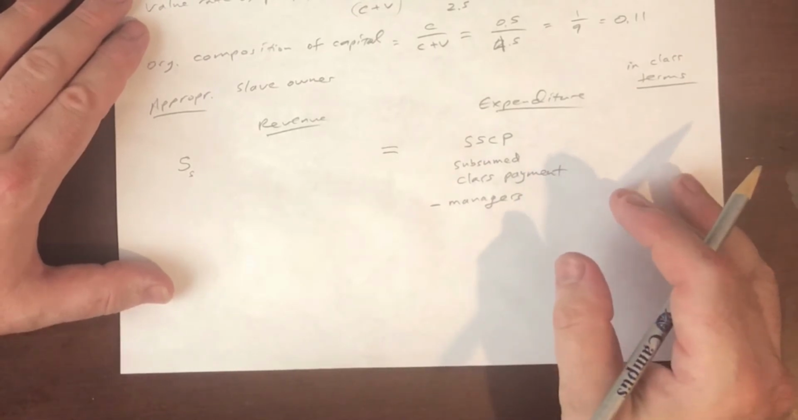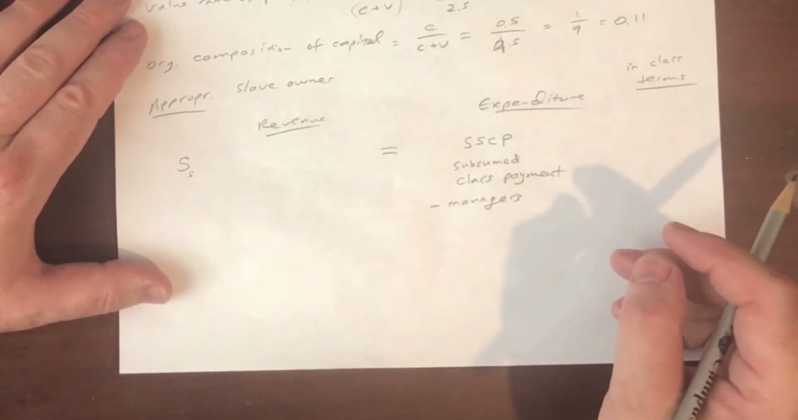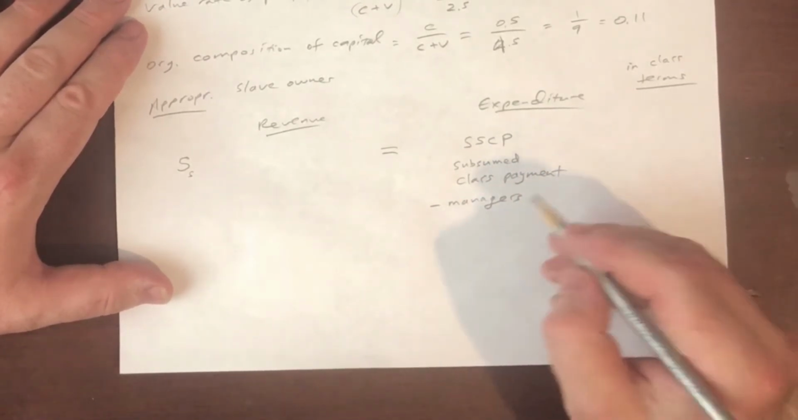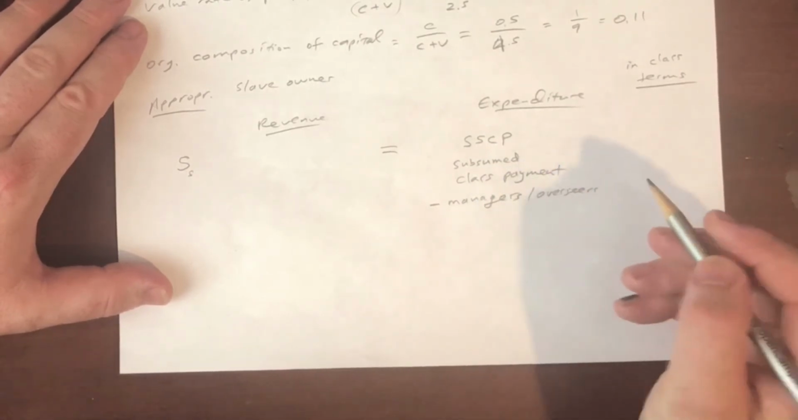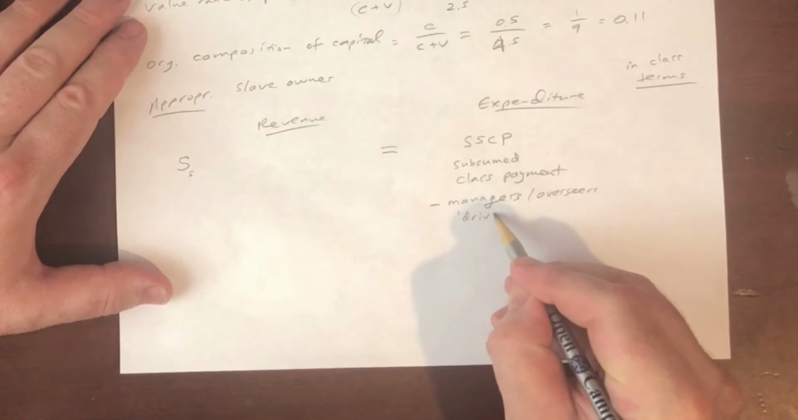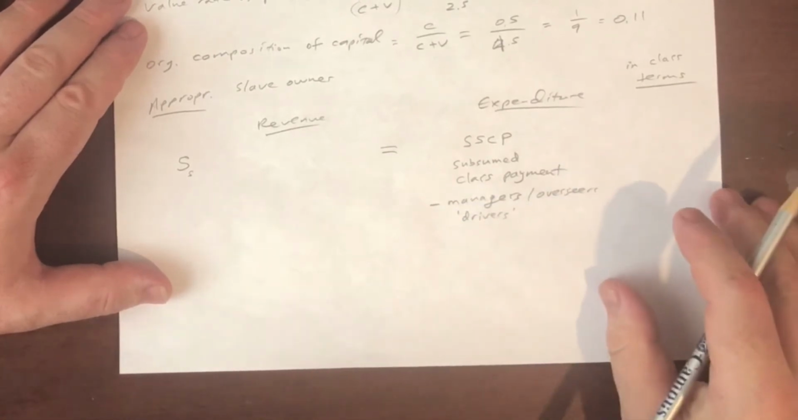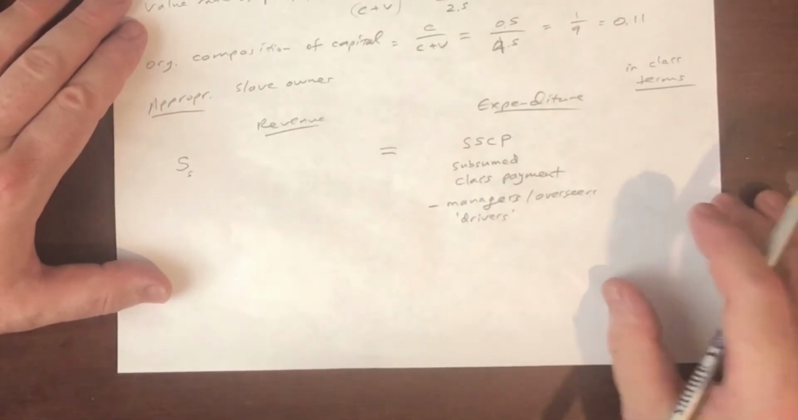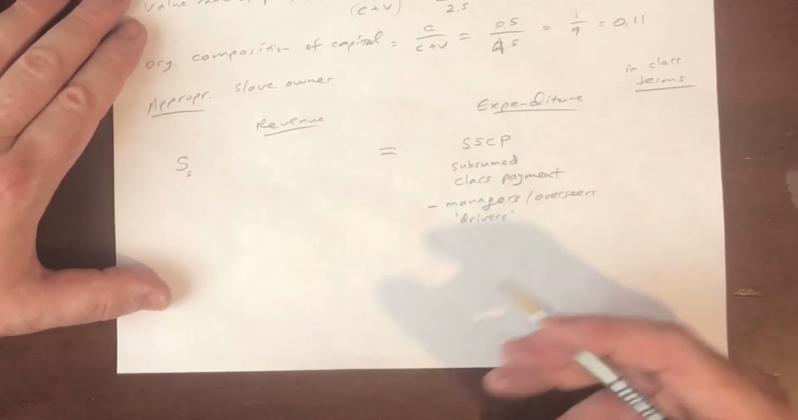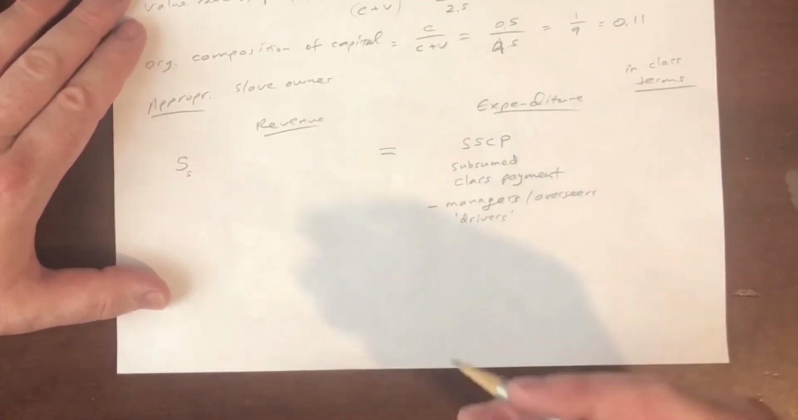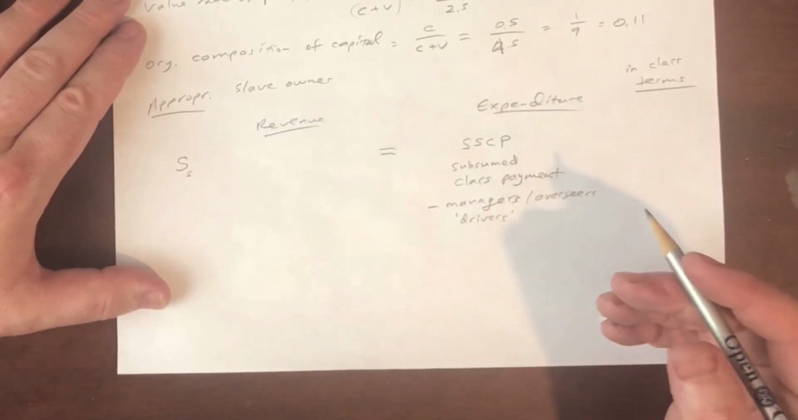Managers. Well, that's kind of the capitalist term for it, isn't it? Right? Managers. In slavery, these are called overseers, or sometimes they're called drivers, slave drivers. Right? They're the managers. So what do they do? They oversee the production process and they ensure that their labor is disciplined. Right? How do they do that?